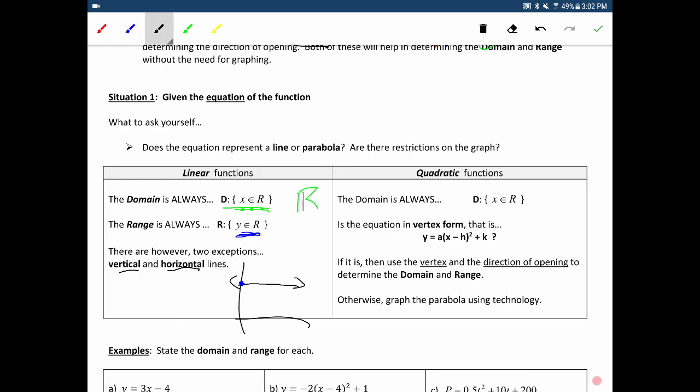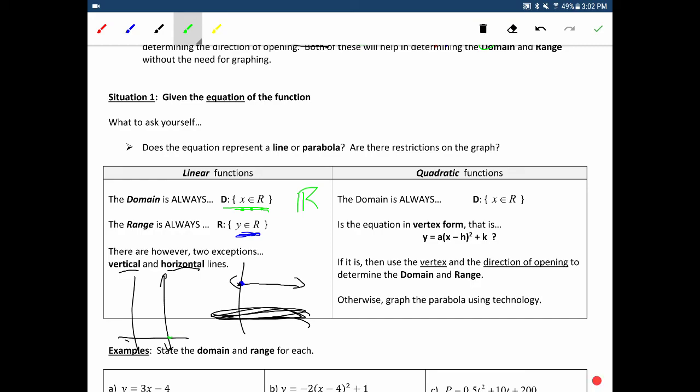Now, the domain for that can be anything. It can go back and forth forever. So in that case, for a horizontal line, the domain is going to be any real numbers, but your range is just going to be that one single number. And if it's a vertical line, it's the exact same, only backwards. The range can be anything. It can go up forever, and it can go down forever. So the range can be anything, but the domain is then limited to just that one single number.